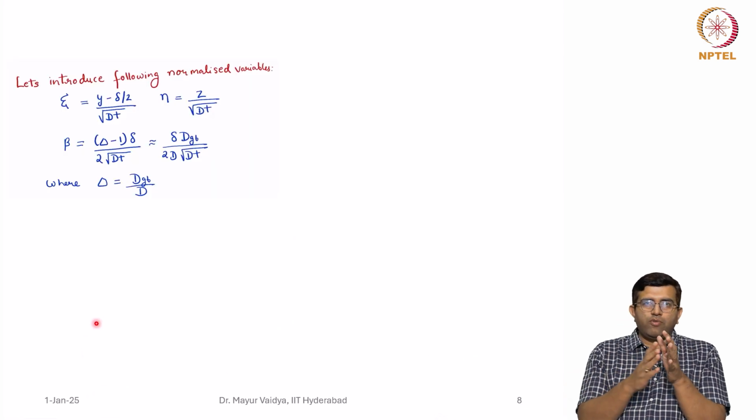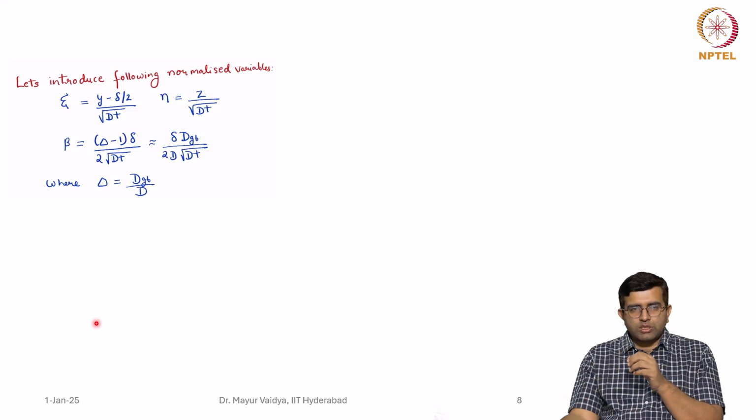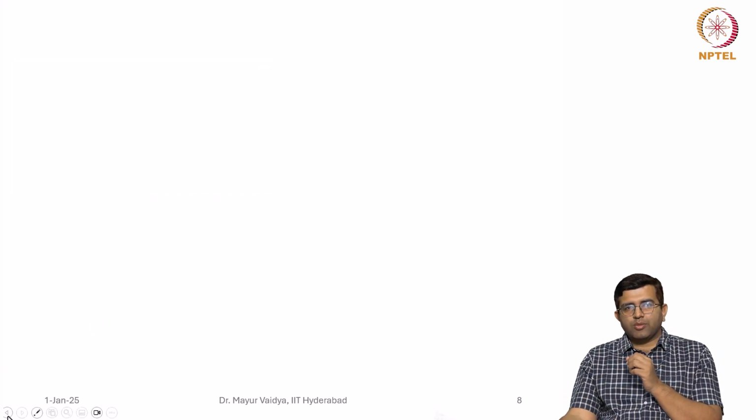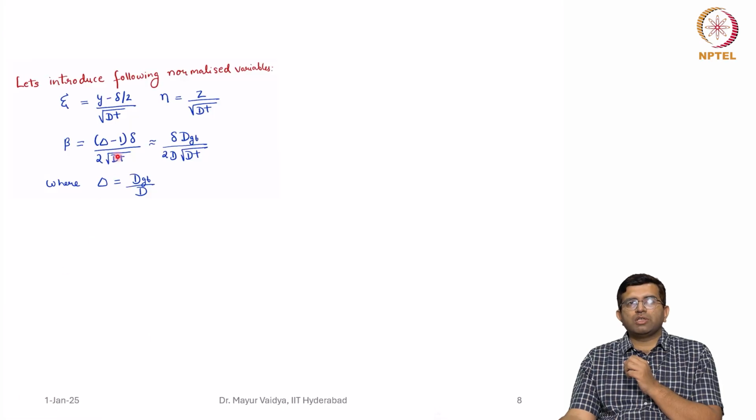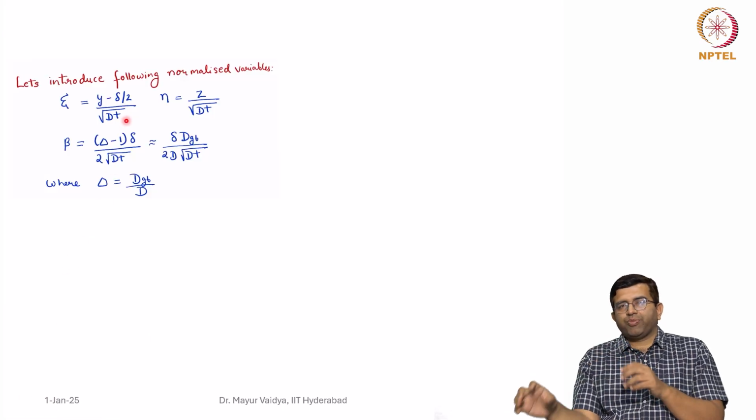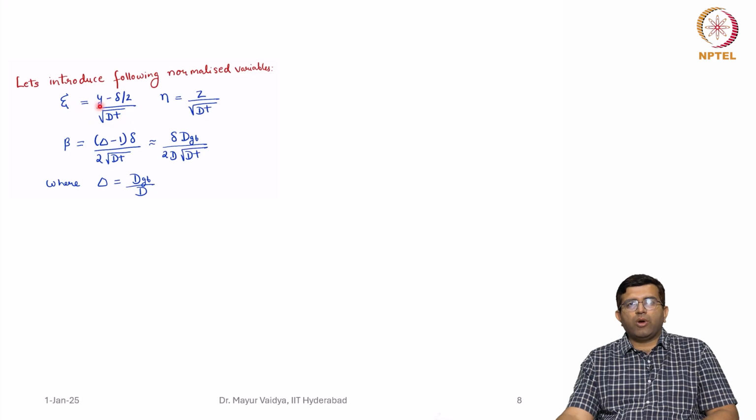To solve it, because you see that you have the variables here which are z, y as well as time, what was done is to introduce the normalized variables. These normalized variables are psi equal to (y minus δ/2) divided by root Dt, eta is equal to z by root Dt, beta is equal to (Δ minus 1) into δ divided by 2 root Dt, where this Δ is equal to DGB by D. This is approximated as δ into DGB by 2D into root Dt.